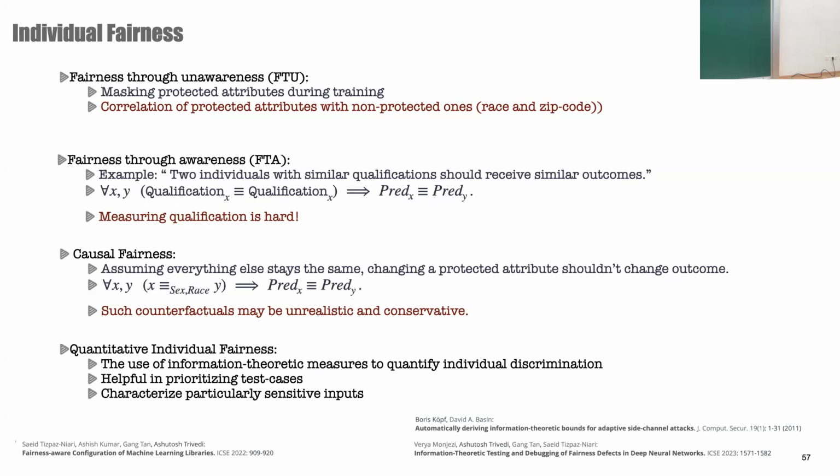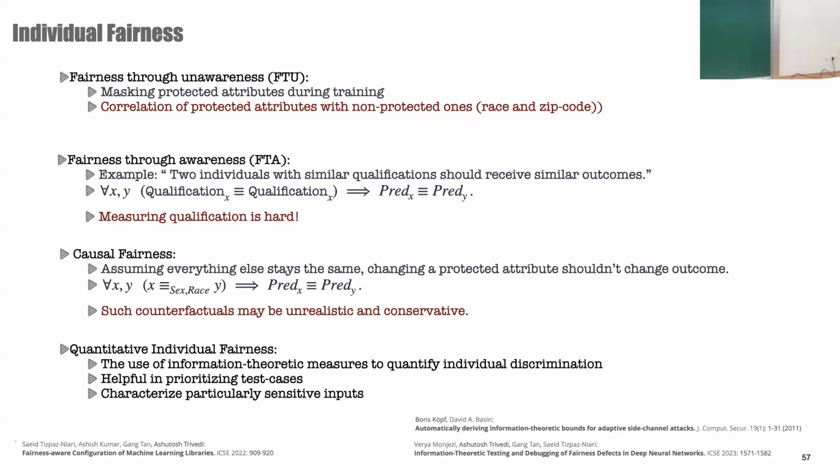Interestingly enough, we looked into the work by Boris and David Basin, where they quantified information leaks using entropy, and we were quite inspired by their work. So what we did is introduce the notion of information theoretic fairness. You can see how fairness and secrecy are very similar. Here we are using an entropy-based measure to quantify how much unfairness is in the system.